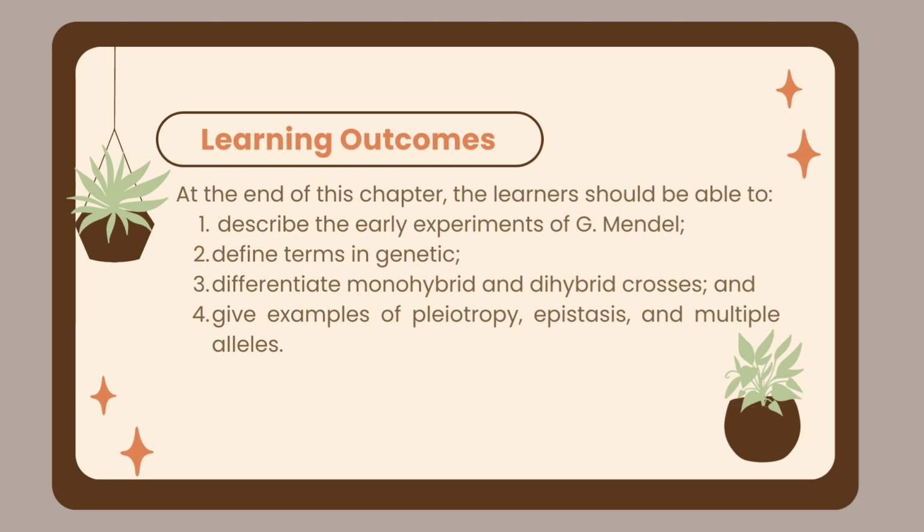For our learning outcomes, at the end of this chapter, the learner should be able to: first, describe the early experiments of Gregor Mendel; second, define terms in genetics; third, differentiate monohybrid and dihybrid processes; and last, give examples of pleiotropy, epistasis, and multiple alleles.